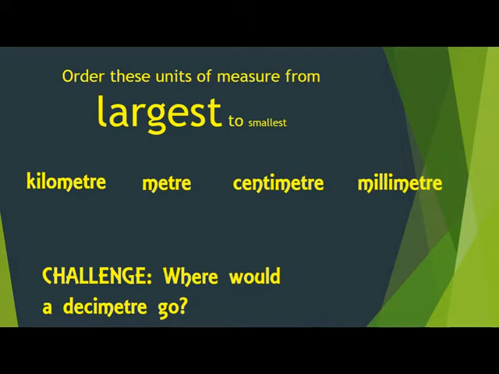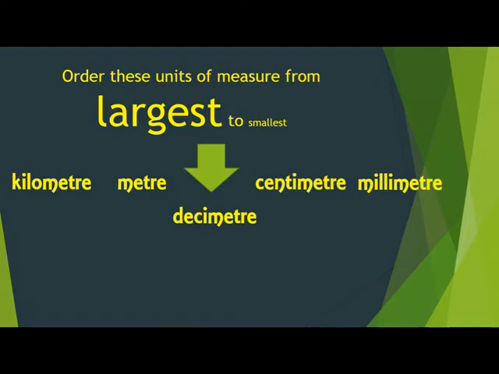And did you manage to figure out where a decimetre would go? It would go right in the centre, because a decimetre is a tenth of a metre. It's a tenth of a metre. So it goes right between a metre and a centimetre. Well done.